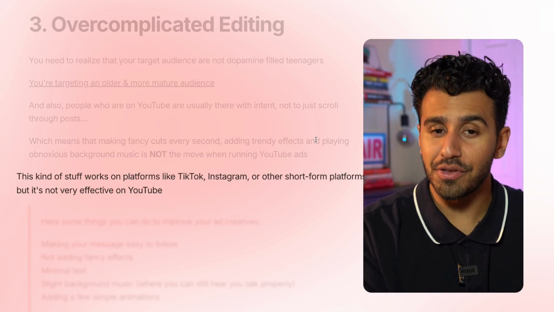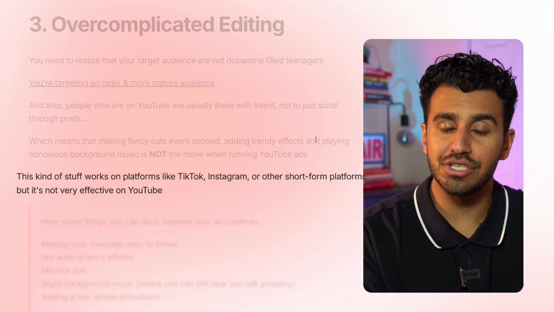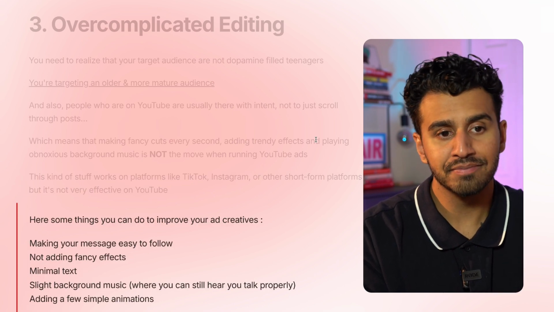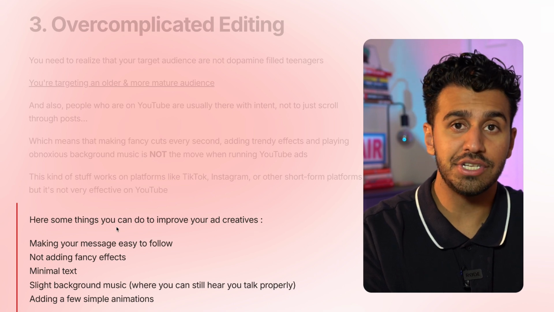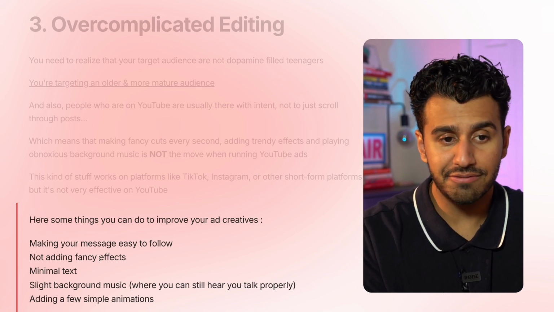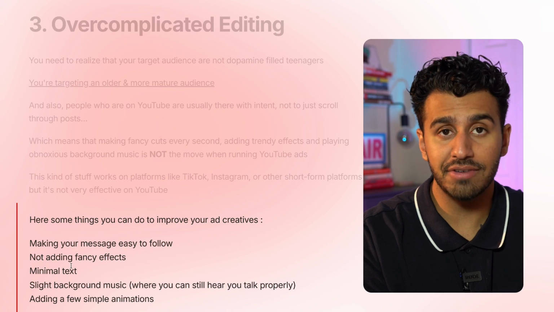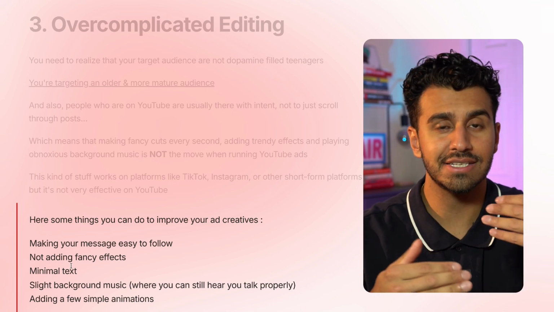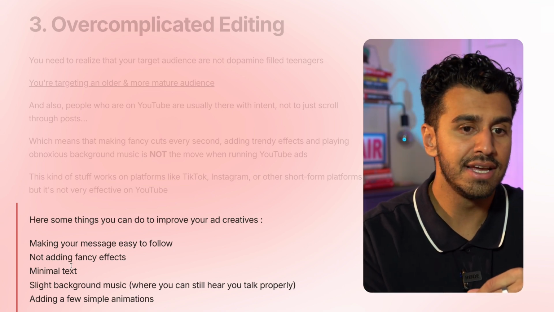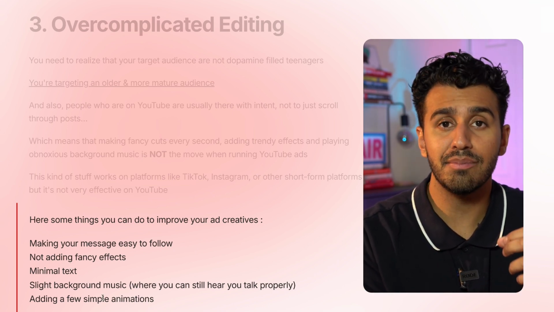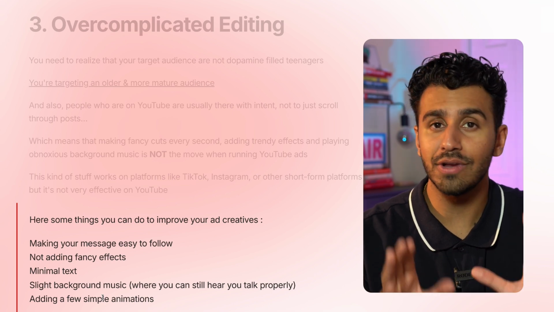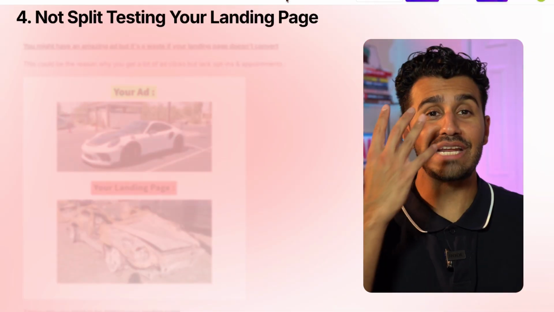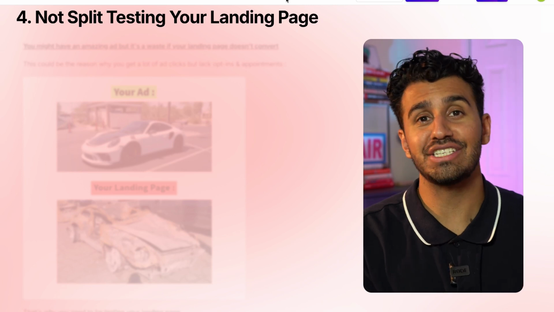So that kind of stuff works on those platforms, so keep it on short form, just not effective on YouTube as a platform. Here's a couple things that you can do to improve your ad creative. So really just make your message easy to follow. Don't have any fancy effects. Use minimal text. So if you're having subtitles, just keep it a very simple style, like long form, not those fast subtitles where it's like 1 word a second. And add a few simple animations that might actually help with the comprehension of what you're saying, but light B-roll, and that's really it.